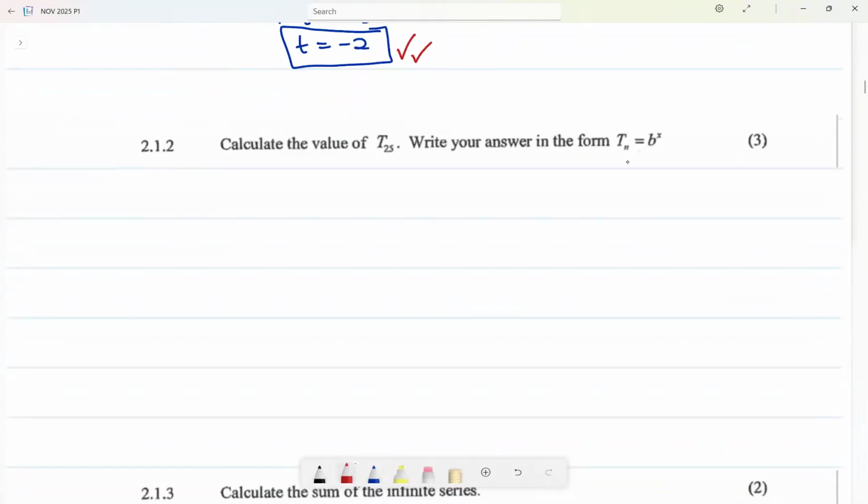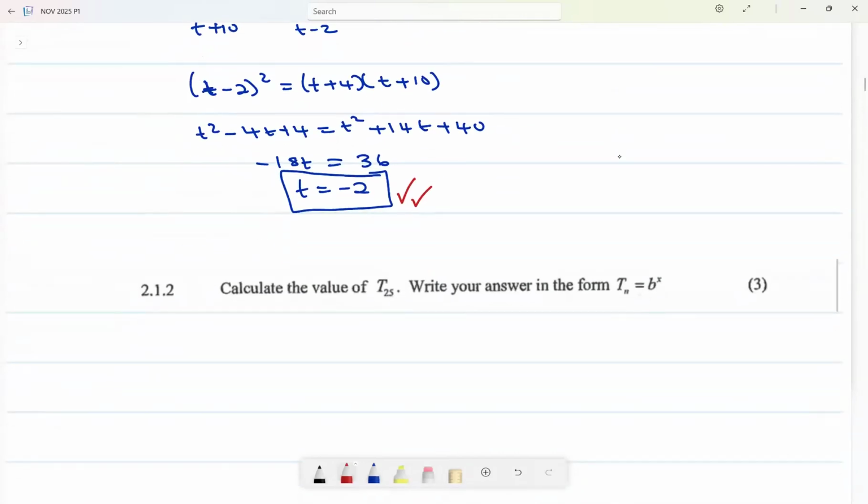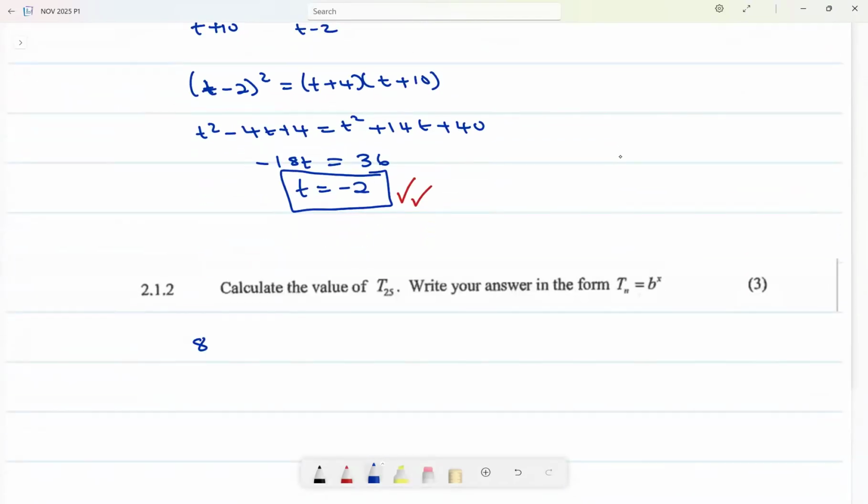2.1.2: calculate the value of T25. Write your answer in the form Tn equal to b to the power of n. So we now have our pattern to be 8, -4, 2. You can say 8 + -4 + 2 so that it does not confuse you, and then plus and so on.